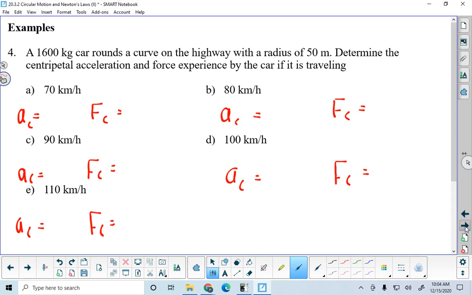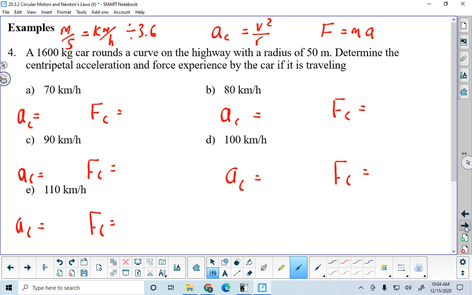So how do we determine centripetal acceleration? Well, that's easy. It's v squared over r. How do we determine centripetal force? Well, it's the mass times the acceleration, because centripetal force is net force. The only problem is here, everybody, we have to use standard units. So you need to remember that meters per second equals kilometers per hour divided by 3.6.